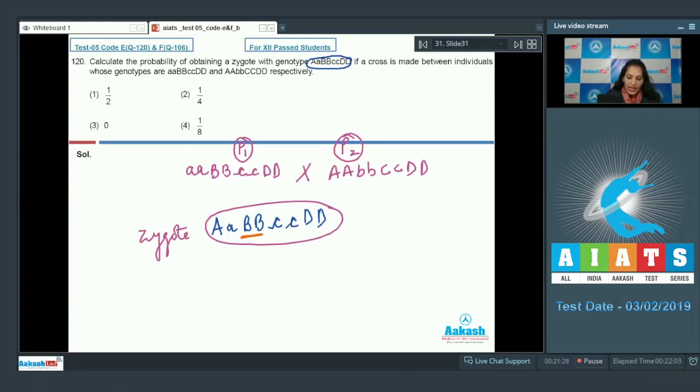If the zygote contains capital B, one capital B should come from parent 1 and one capital B should come from parent 2. Parent 1 can contribute this capital B, but parent 2 does not have capital B, hence it cannot contribute this capital B to the zygote. Hence there will be no probability of getting this type of zygote from these parents. So the probability is absolutely 0. So the correct option for the given question is option number 3. Let's move on to the next question.